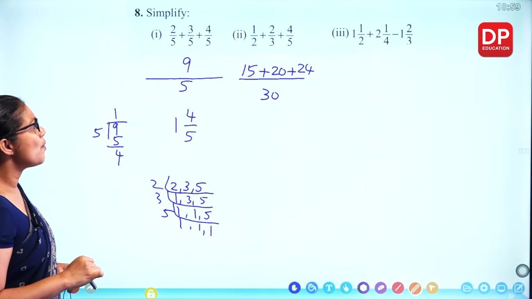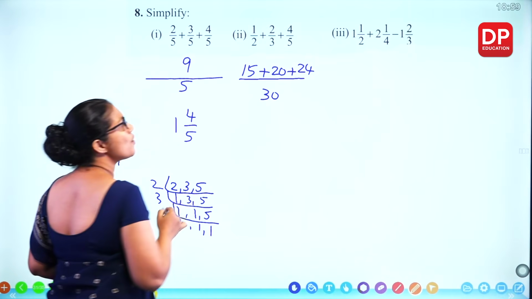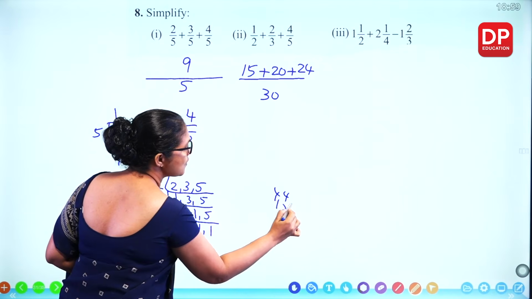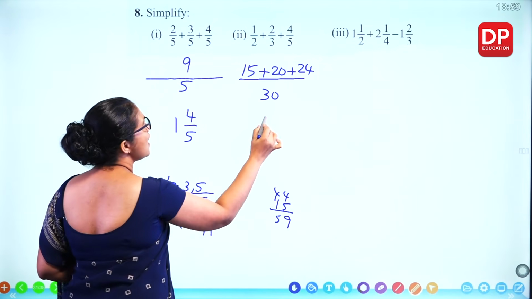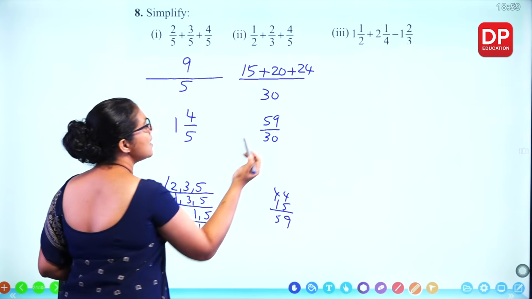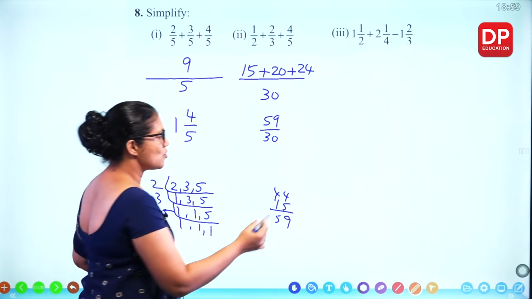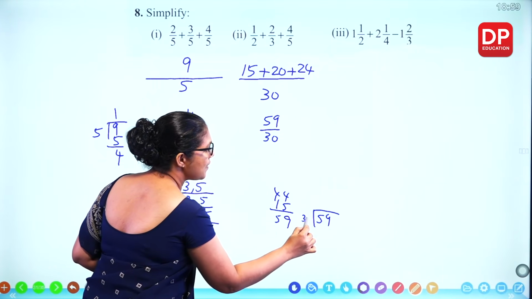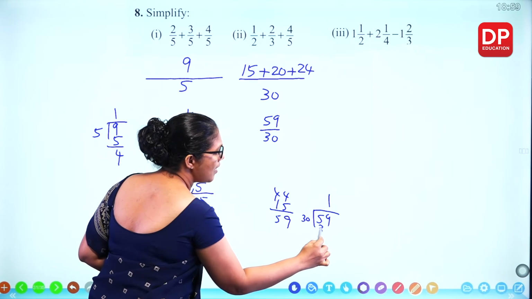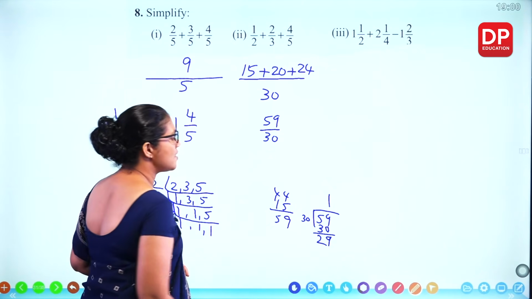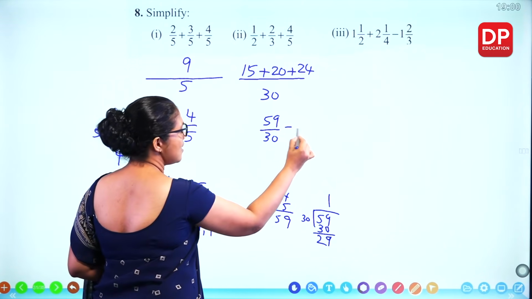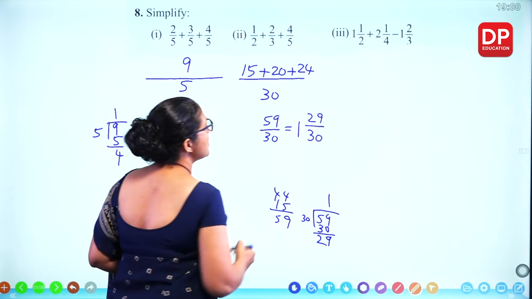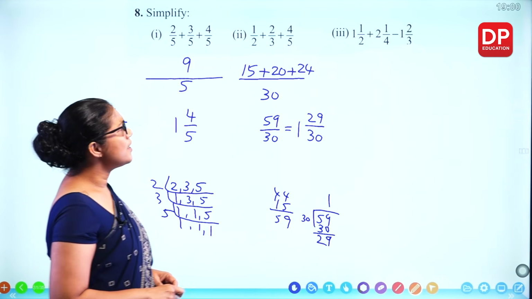Now you can add the numerators. 20 plus 24 is 44. 44 plus 15. So what is 44 plus 15? You get 59 out of 30. Again, this is an improper fraction. So what do you do? Use long division. 59 divided by 30. How many 30 is 1? Remaining part is 29. So you can write this answer as 1 29 out of 30. What about the third one?